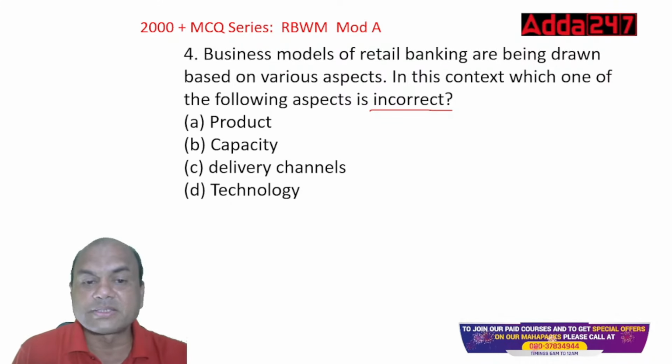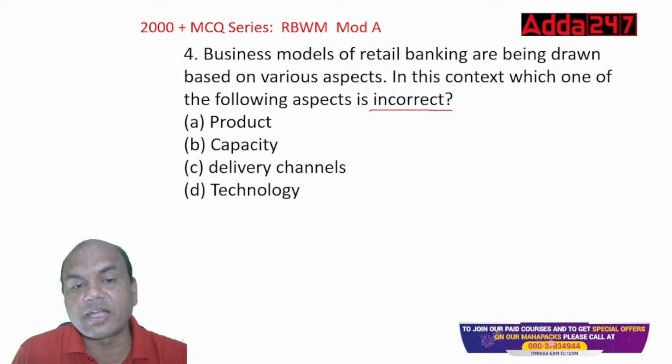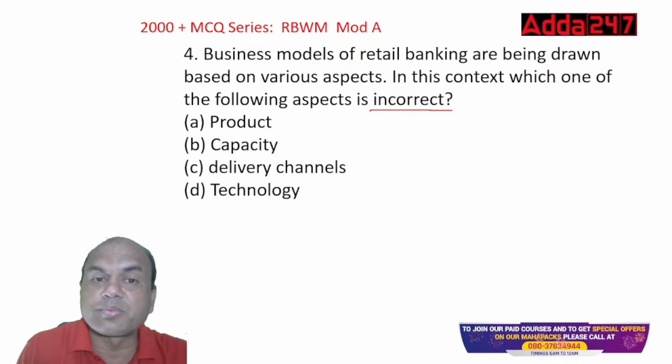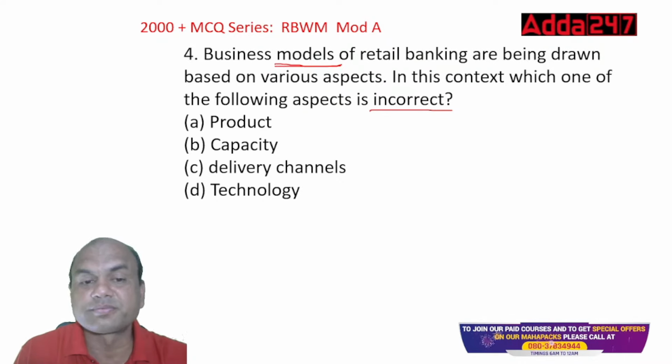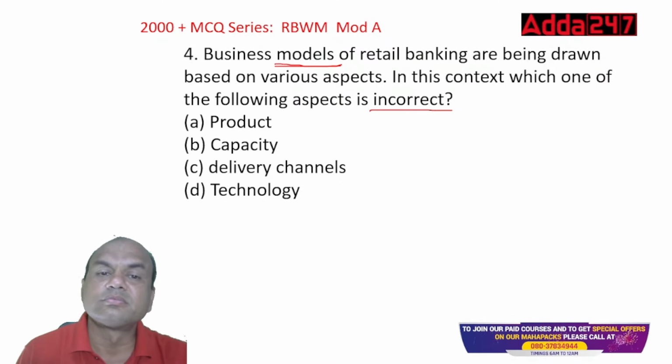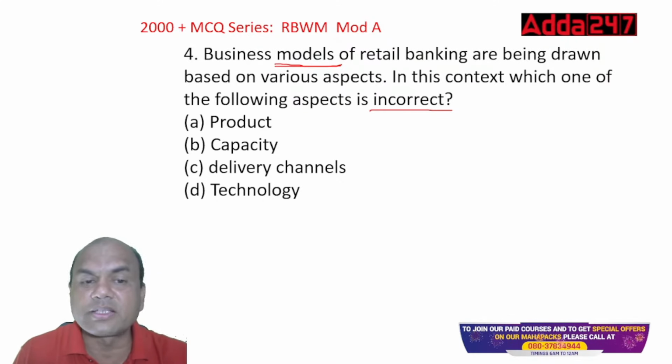Product, capacity, delivery channels, and technology. Models means again departmental approach, integrated approach, or SBU approach. It depends on what? What is the answer? A, B, C, or D? Everyone, I want the incorrect one. Incorrect. I don't want the correct one.